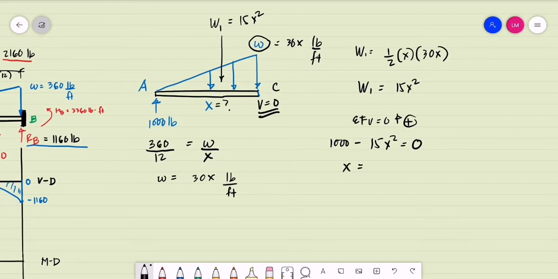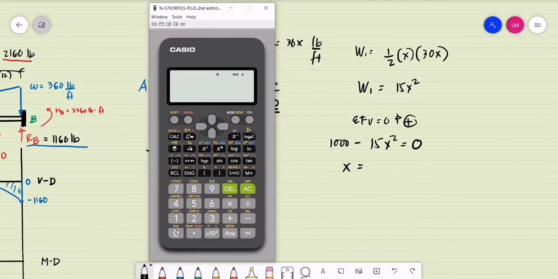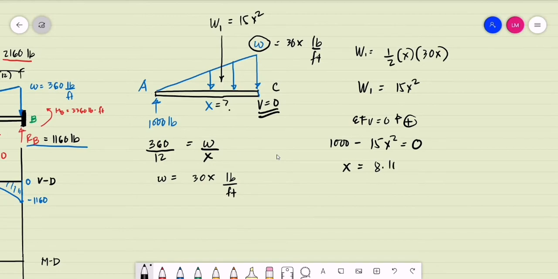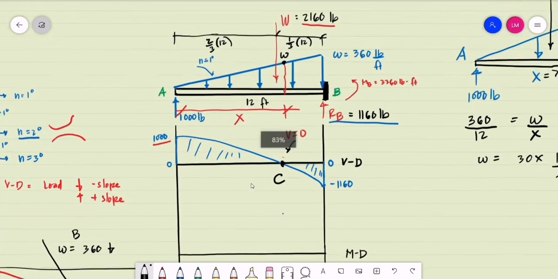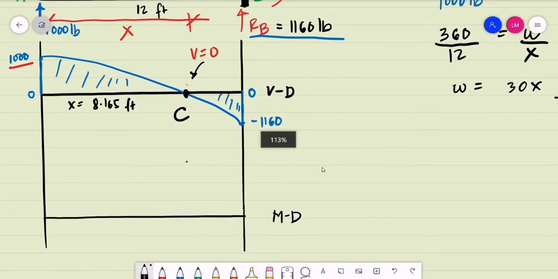Okay, what will be the value of x? That will be 1,000 divided by 15. Then we take the square root. So that's 8.1649, or we can have it as 8.165 feet. Alright, so we are able to determine the location of this 0 shear from point A, that is point C. We have the value of x equal to 8.165 feet.